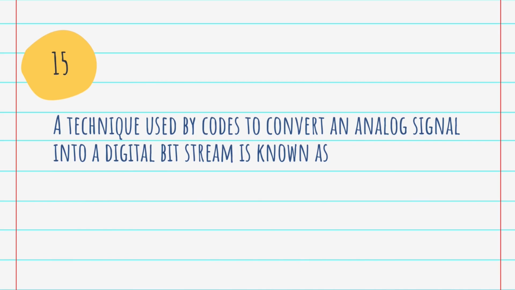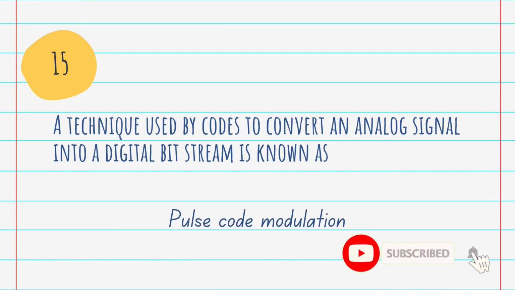Question number 15. A technique used by codecs to convert an analog signal into digital bitstream is known as. Answer is pulse code modulation. Pulse code modulation is a method used to digitally represent sampled analog signals. It is the standard form of digital audio in computers, compact disc, digital telephony and other digital audio applications.